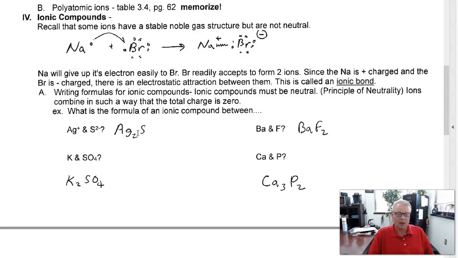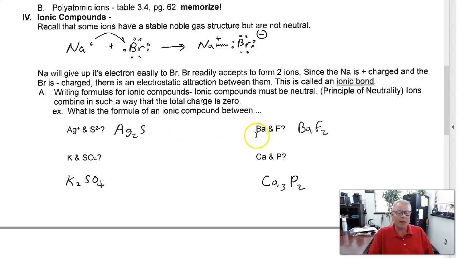All right? The charges are still there. You don't write them in the formula. The silvers still have +1 charges, and the sulfur still has a -2 charge. They're there, but you just don't write them. And what keeps those 2 silvers and that sulfur together is the fact that they're opposite charges, and they're bonded together that way, and they act as a unit.